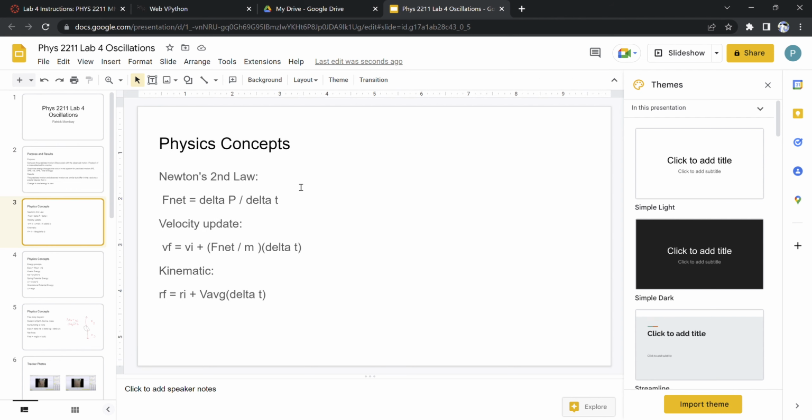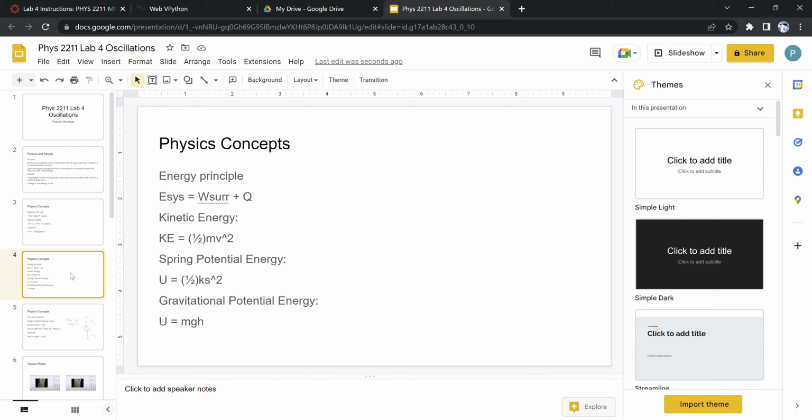Physics concepts. The first is Newton's second law, which gives us the velocity update and the kinematic formula. That's just F net equals the change in momentum over change in time. Final velocity is equivalent to the initial velocity plus force divided by mass times time, and the kinematic formula is just final position is equivalent to the initial position plus the average velocity times time.